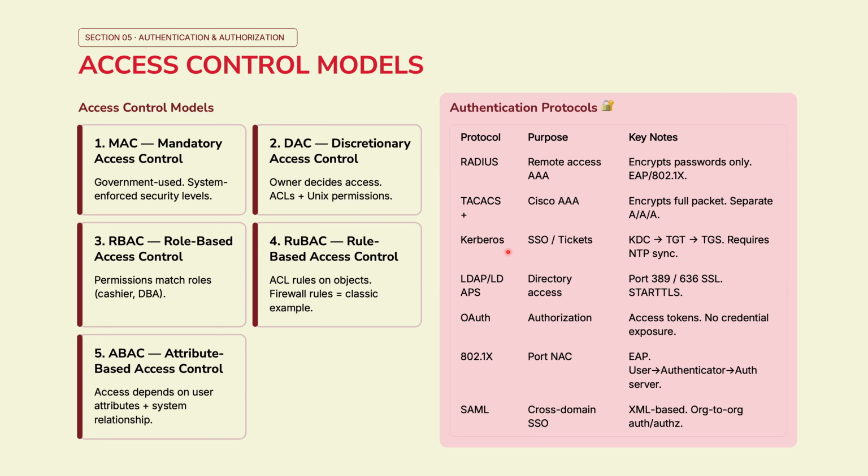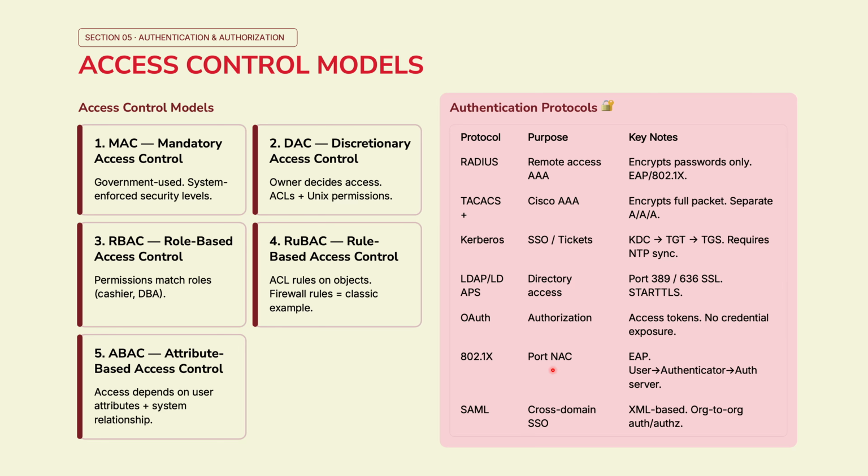Now, Kerberos uses a ticket-based flow, like KDC to ticket granting ticket to the ticket services, and has been the default in Windows servers since 2000. And here we have LDAP, directory access. There are LDAP and LDAP-S. LDAP uses port 389 and LDAP-S uses port 636 to provide directory access.